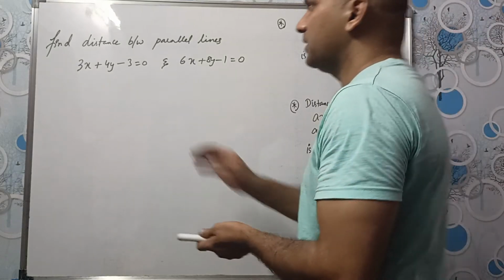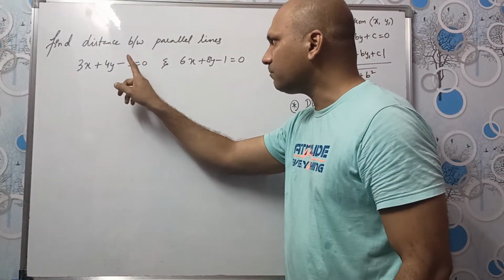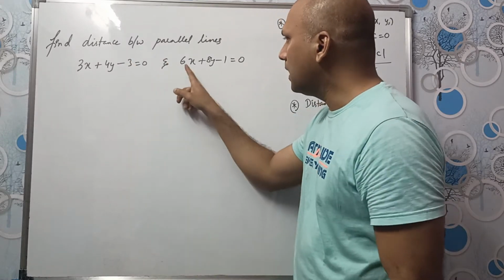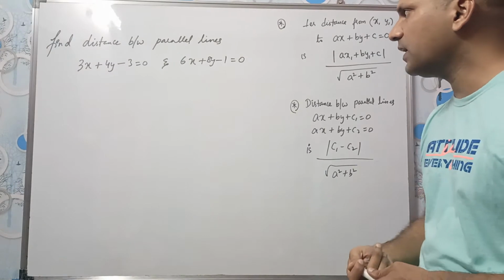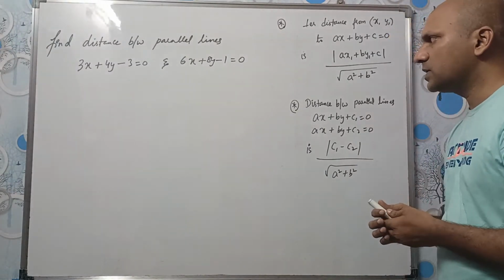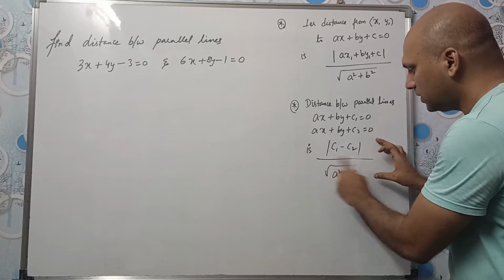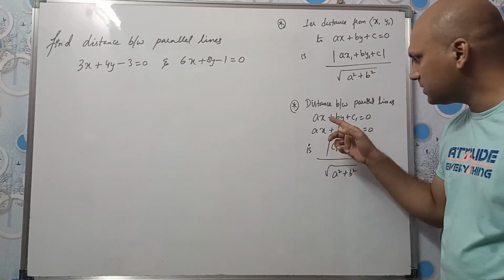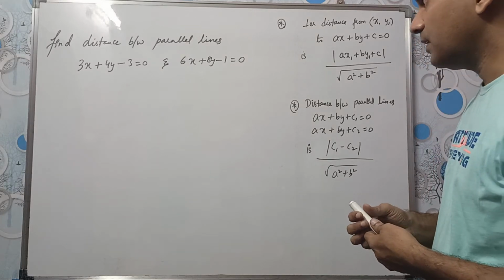Okay, we have a problem here now. Find the distance between the parallel lines 3x plus 4y minus 3 is equal to 0 and 6x plus 8y minus 1 equal to 0. One common mistake students will make here is they'll directly apply this formula, c1 minus c2 divided by root a square plus b square. It is the distance between two straight lines formula, right?